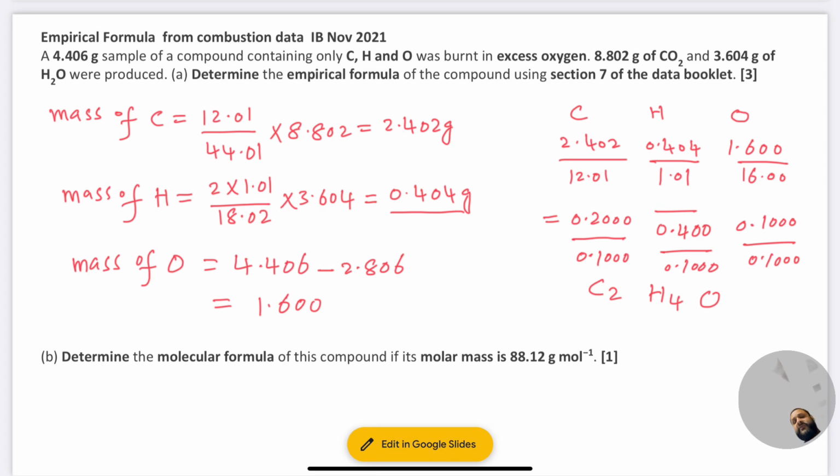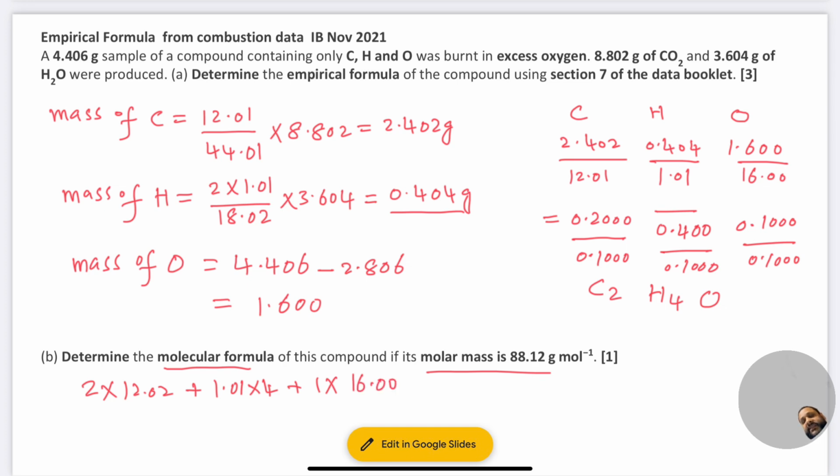Sometimes the empirical formula and molecular formula are the same, sometimes not. So let's move to the second part of the question. We need to find the molecular formula. We have been given the molar mass. In order to answer this part, I need to find the empirical formula mass first. So I have 2 carbons in the empirical formula. So 2 times 12.02, plus 1.01 times 4, plus 1 times 16.00.